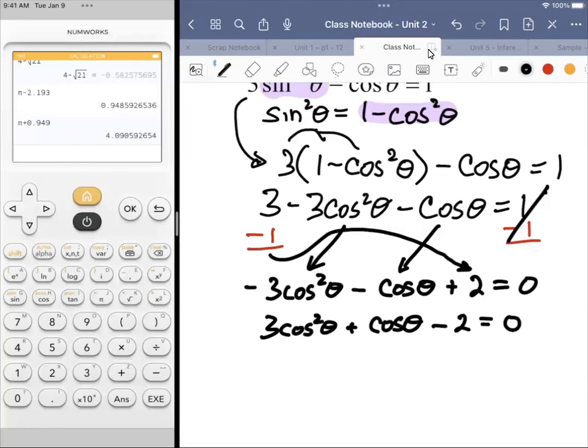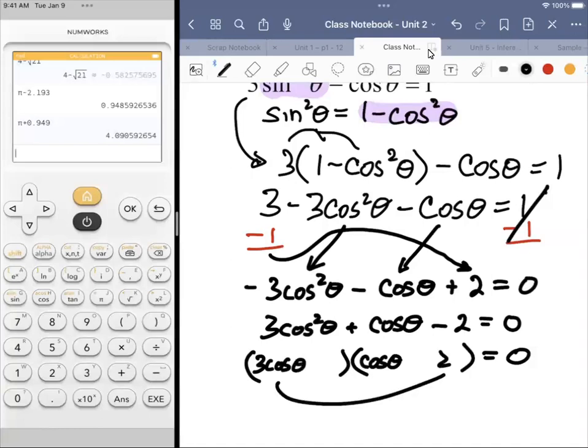So I want to factor. I'm going to imagine it's 3x squared plus x minus 2. So to start off, it would be 3x and x. I'm going to make it 3 cosine theta and cosine theta. I want a product of negative 2. But if I put the 2 here, that's going to make this a 6. That's not helpful. So I'll put the 2 here and put a 1 here.